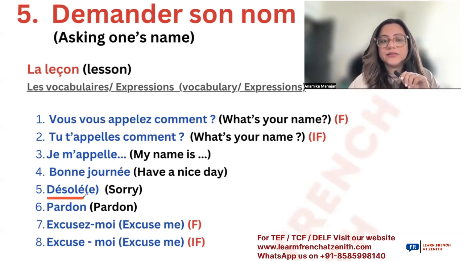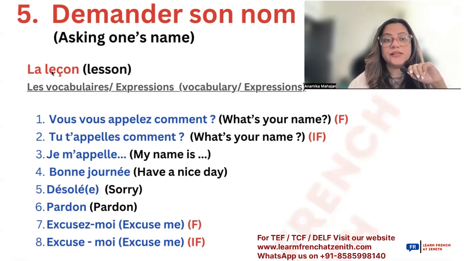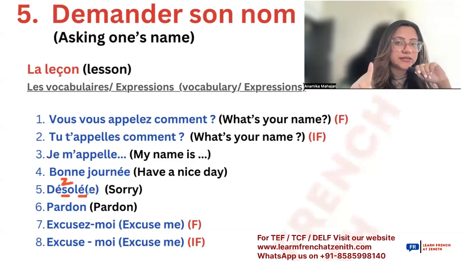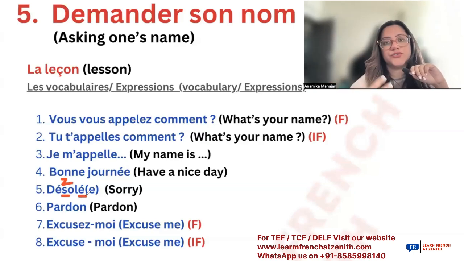The next is sorry. How do we say sorry in French? We say désolé. Coming with a lot of accents. D-E accent aigu. Single S in French is Z. Désolé, where the last E also has an accent. Désolé, which is sorry again.